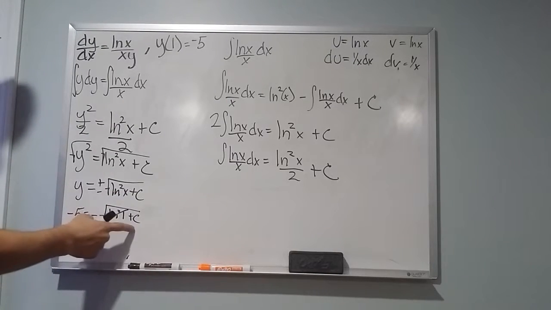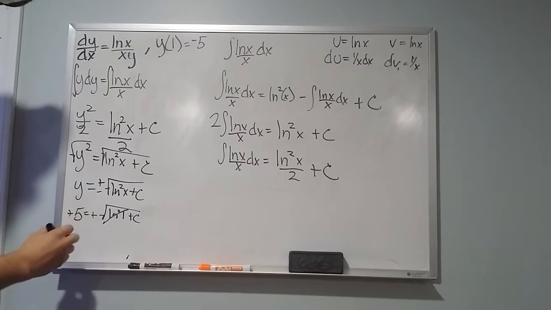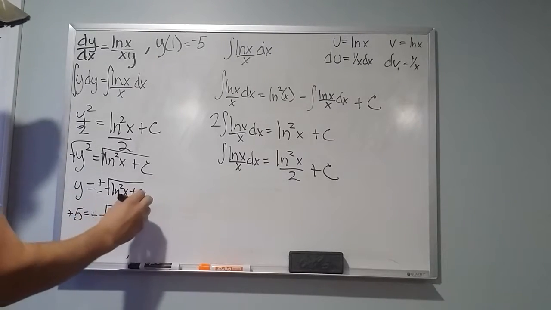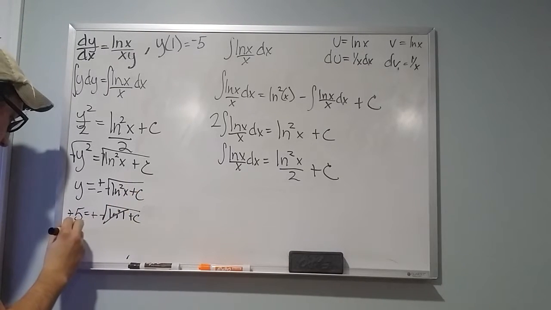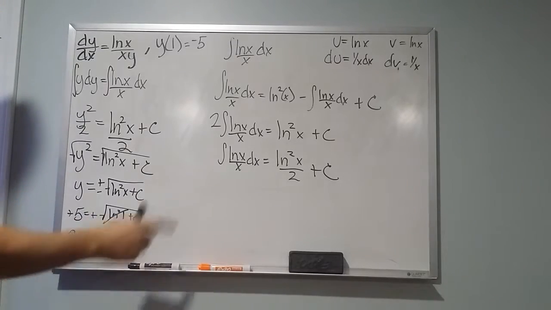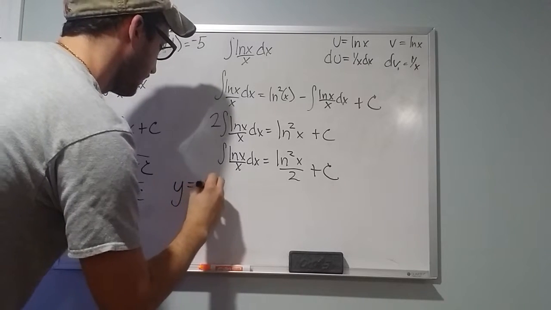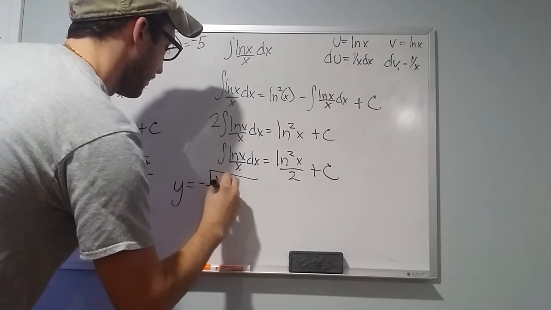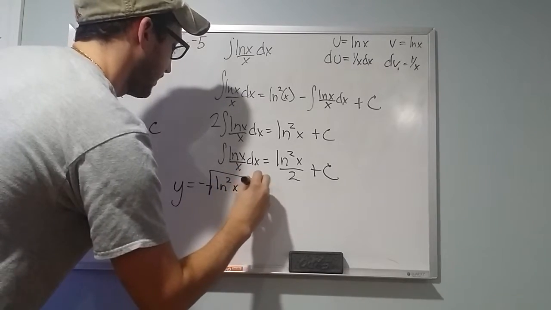And now we have negative square root of c is equal to negative 5. Divide out a negative 1. And we can square both sides so that we get c is equal to 25. Put that all back in, and y is equal to negative square root of the natural log squared of x plus 25.